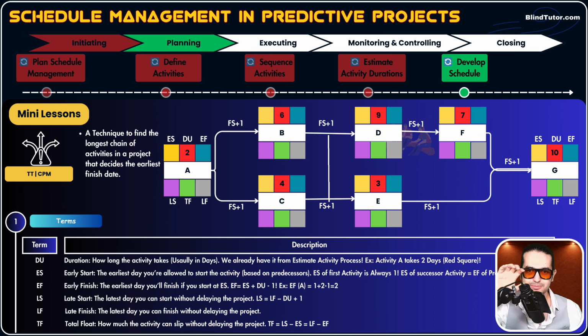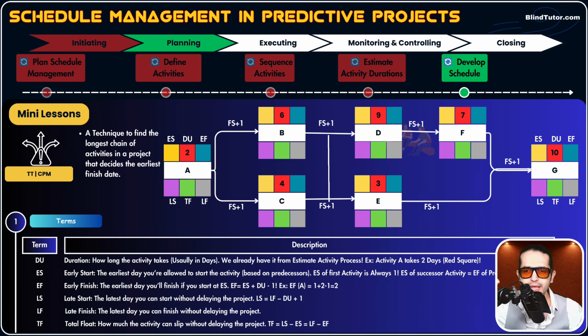So EF equals ES plus duration minus 1. Look at activity A, for example. If we say ES of activity A is 1, then EF of activity A equals 1 plus 2 minus 1. So 3 minus 1, EF of activity A will be day number 2. So we put 2 there, okay?